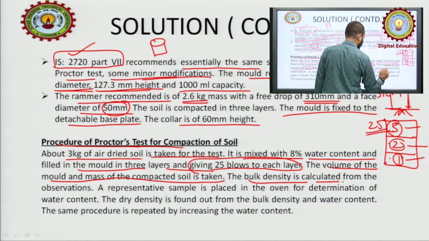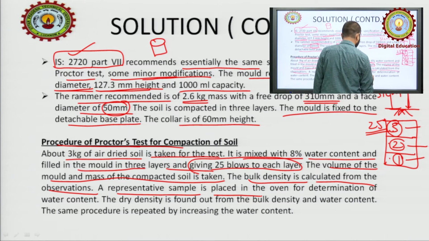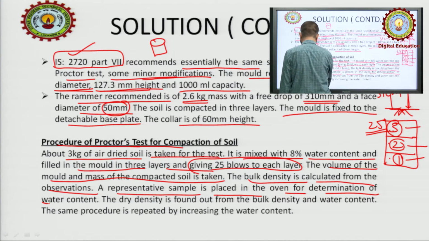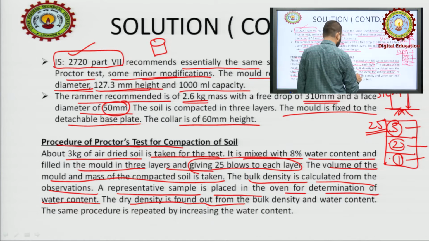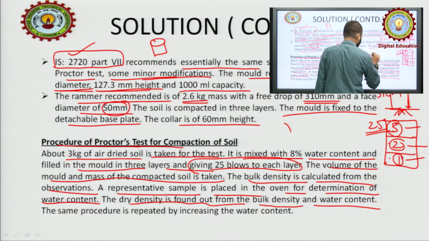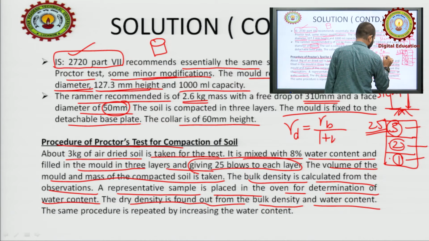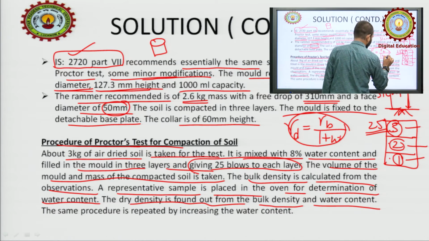The bulk density is calculated from the observation. A representative sample is placed in the oven to determine the water content. The dry density is found out from the bulk density and water content. Means the same formula which you know already. Gamma D is gamma B upon 1 plus W. Okay, this is used. W is found out and gamma B is found out, hence we can get this one.